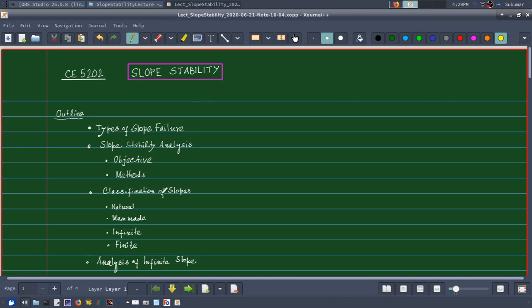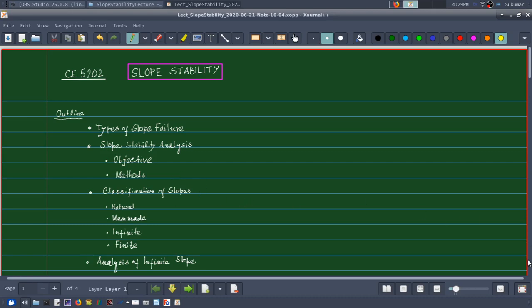So our outline of the presentation will be like this. First we will see what are the various types of slope failure. You all understand what is a slope. So we'll see the types of slope failure, and then what is slope stability analysis, what is its objective, and what are the methods available. And then we'll discuss about the relative merits and demerits of these methods.